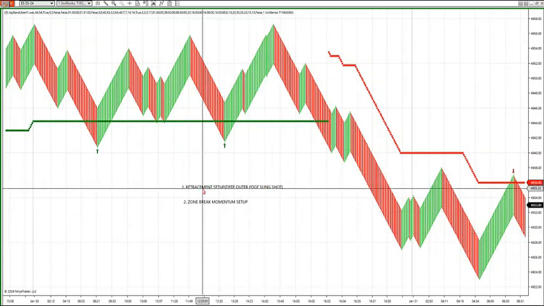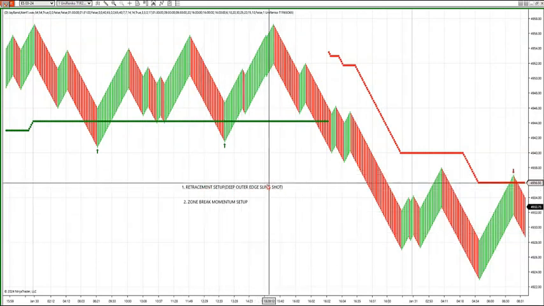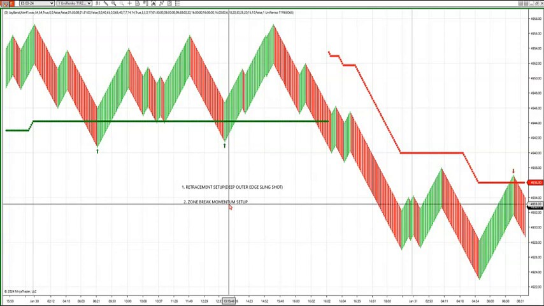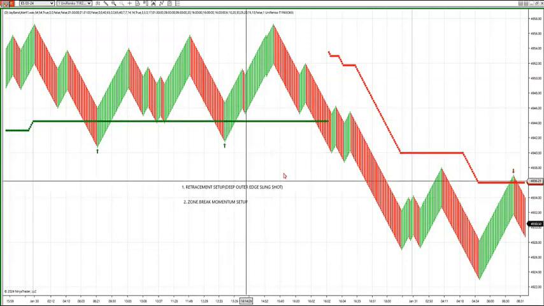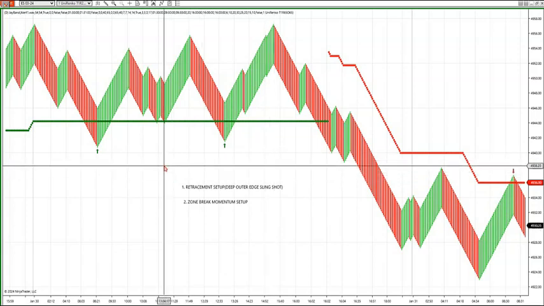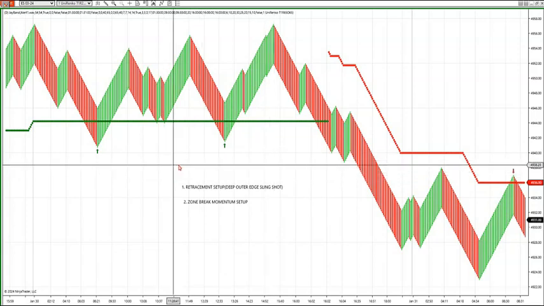during the day. You get your retracement setup, outer edge. I already went over the zone break momentum setup. We did a Friday video on both of them together. Let's take a look at the outer edge setup and what it means.